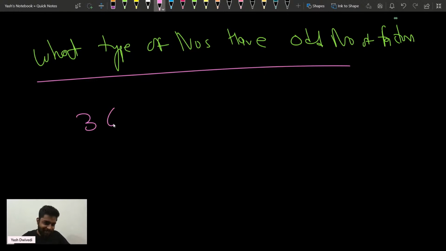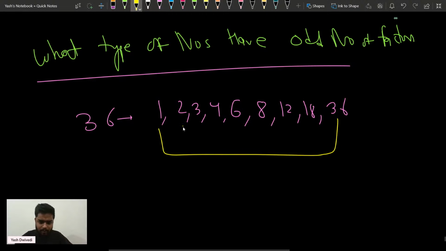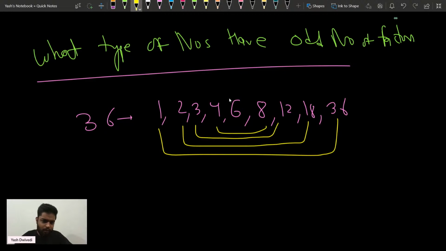Like if you see 36, it has 1, 2, 3. I think it has 4 as a factor as well. Then it has 6, then 9, and then it has 12, and then it has 18, and then it has 36. So you can see this particular part, then this particular part, and obviously 6 and 6.